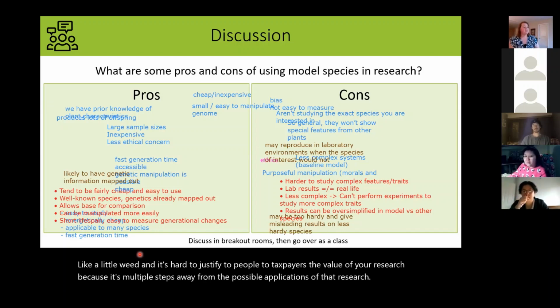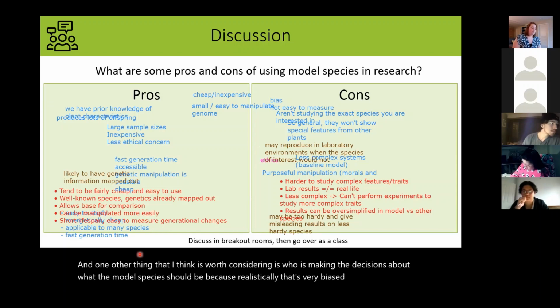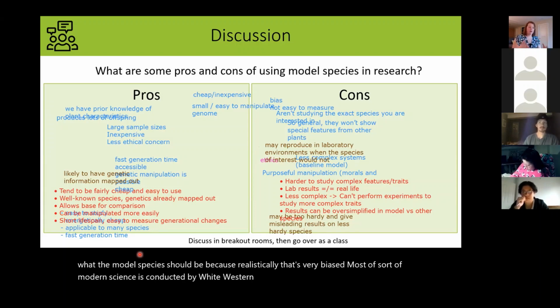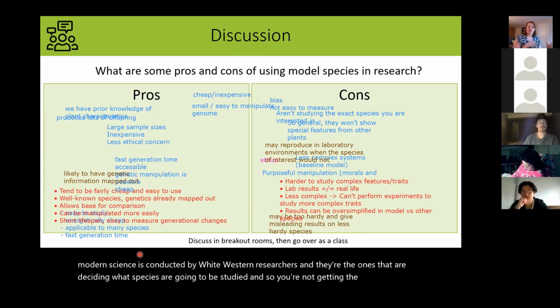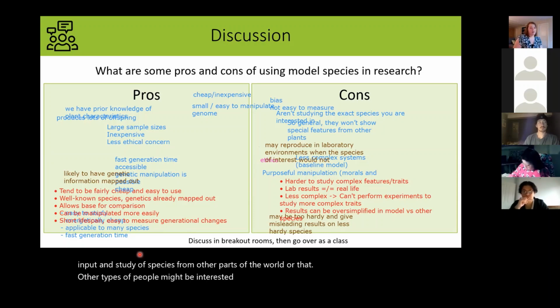And one other thing that I think is worth considering is who is making the decisions about what the model species should be, because realistically, that's very biased. Most of modern science is conducted by white Western researchers, and they're the ones that are deciding what species are going to be studied. And so you're not getting the same input and study of species from other parts of the world or that other types of people might be interested in. And so that's something to consider as well.